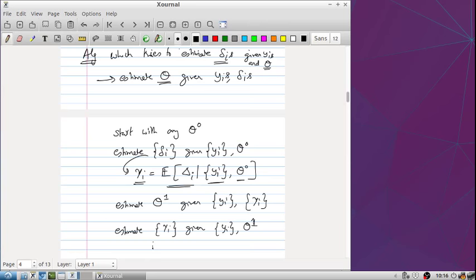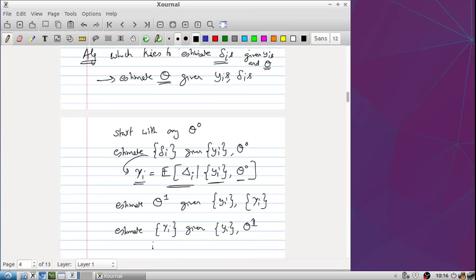And the thing is, you start from any theta naught. Given theta naught, you're estimating gammas. With data and gammas, you're estimating a new theta. Then use the theta, estimate new gammas. Use the gammas and estimate theta, and so on. So basically it's a for loop.